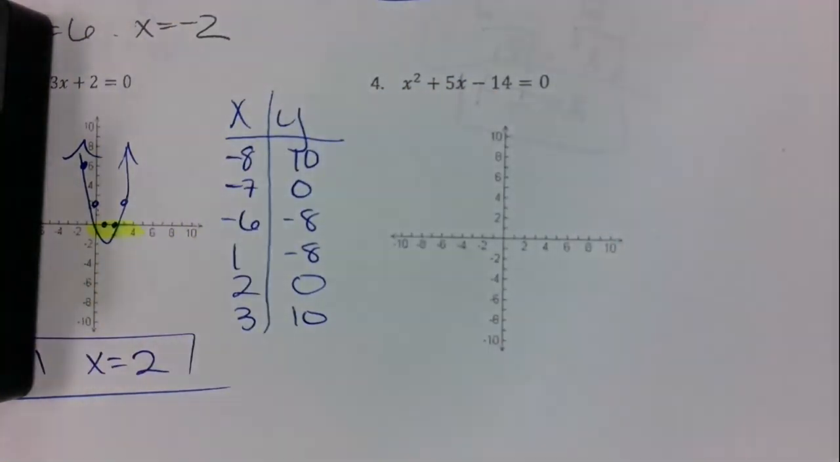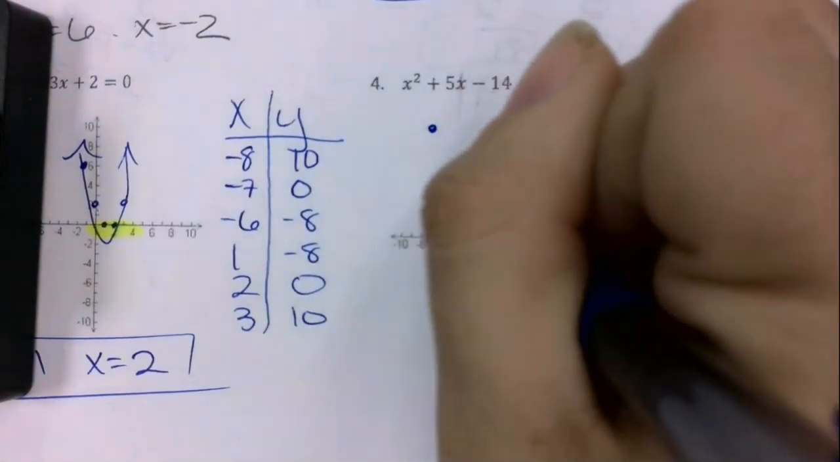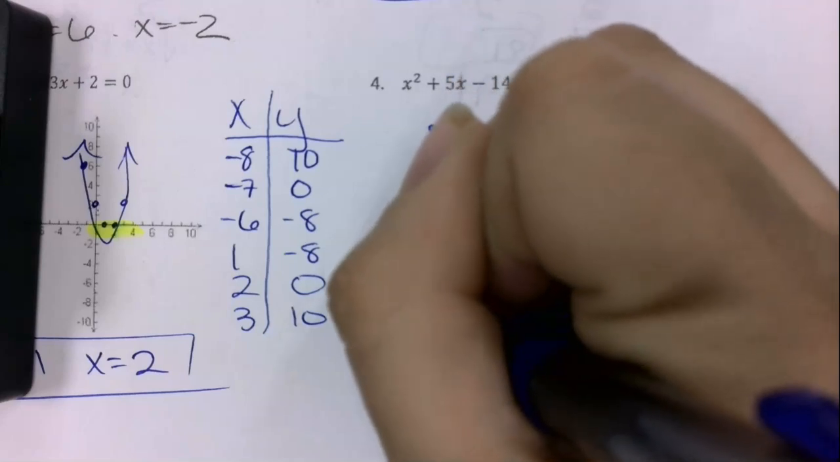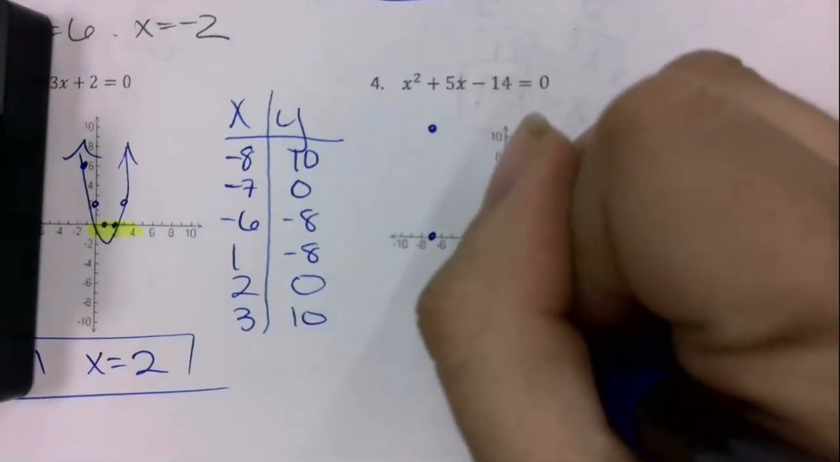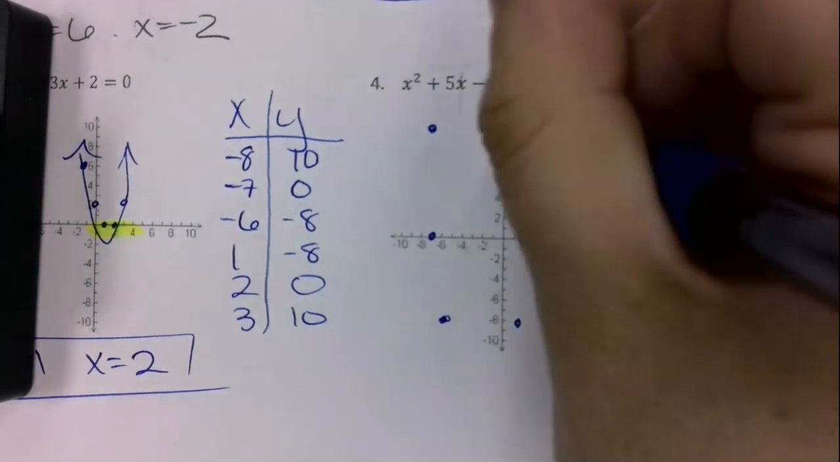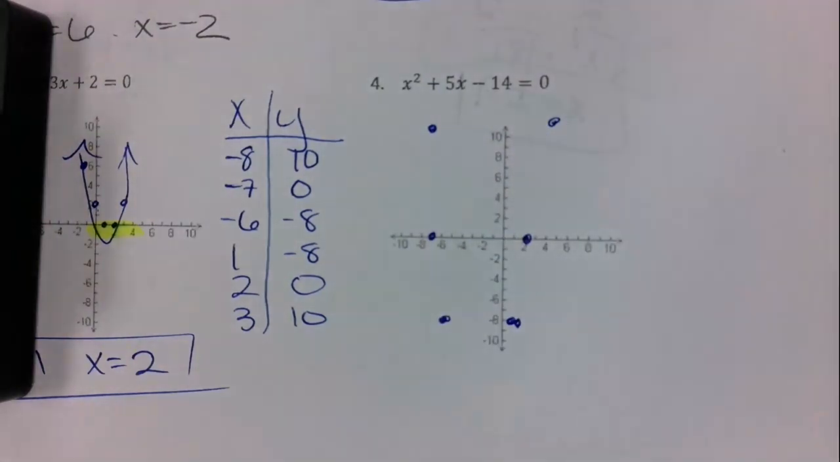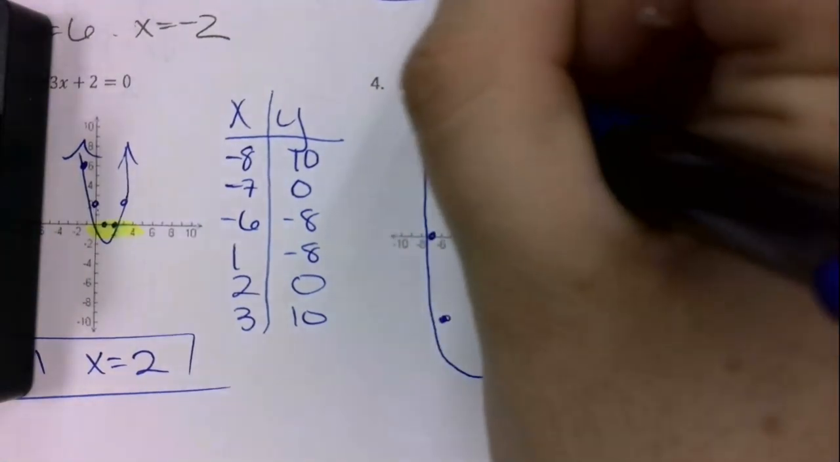So I'm just going to plot these points. Negative 8 is up 10, negative 7 is 0, negative 6 is negative 8, 1 is negative 8, 2 is 0, 3 is 10. This one's way off. Okay, it makes a U shape.